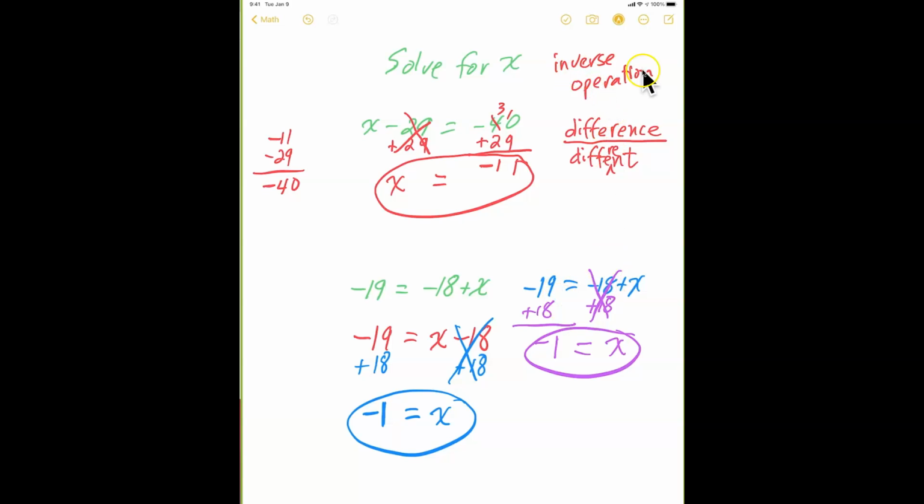So just think about inverse operation. You want to isolate x.